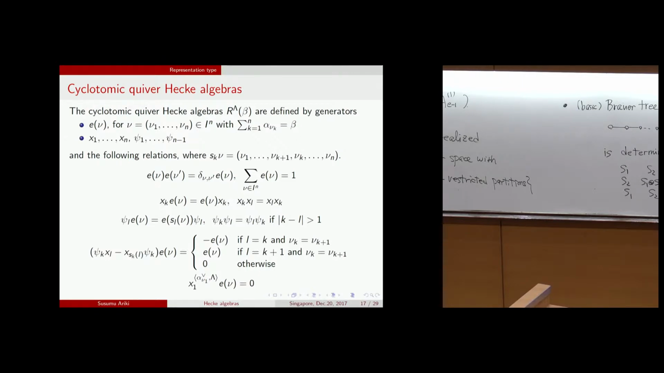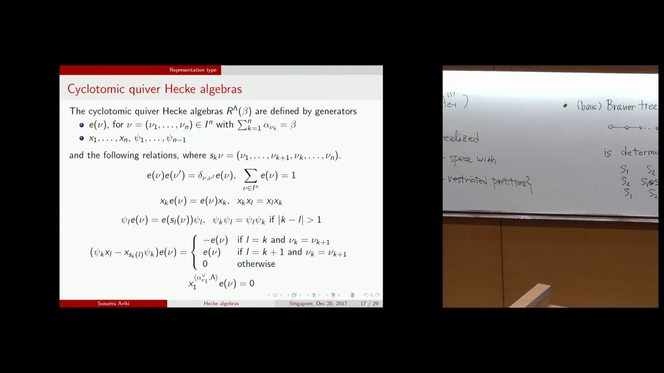And here is the definition of cyclotomic Khovanov-Lauda-Rouquier Hecke algebras. So maybe you have seen it several times in this conference. So these are idempotents, and they sum up to one. And instead of y, I use x for these polynomial generators, and psi_1 to psi_n for the braid generators. And the defining relations maybe I can omit, as you have seen them several times. And this is a cyclotomic relation.